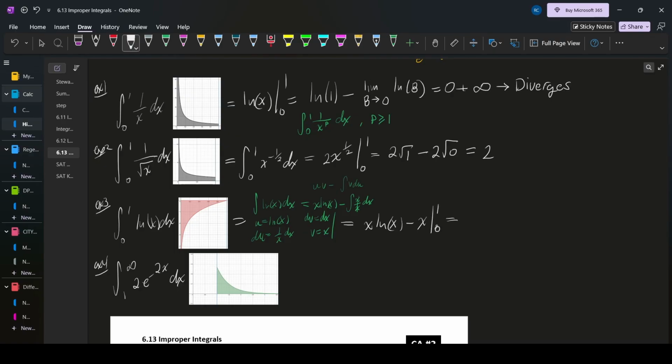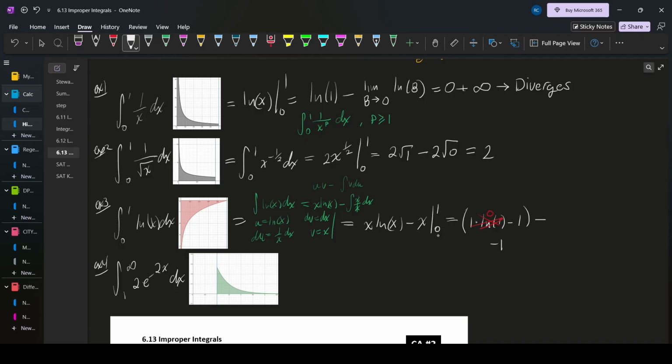Now let's solve for 1. So we have 1 times the natural log of 1 minus 1. And the natural log of 1, you should remember, is just 0. So this whole term goes away. This is 0 minus 1, which gives us negative 1.